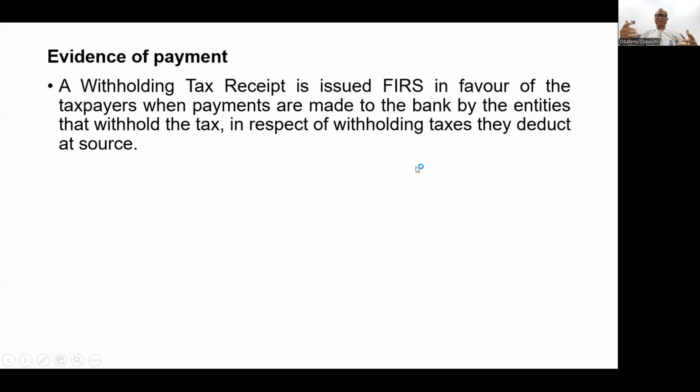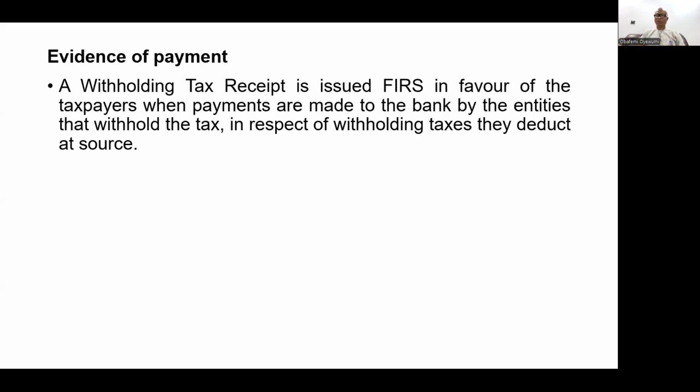Now, when withholding tax is paid, it is expected that a withholding tax receipt will be issued by FIRS in favor of the taxpayer. So you can't just say, my tax has been deducted and I don't have a withholding tax receipt. There must be a receipt. In the past, you would call it a credit note. There must be a credit note. That's what you're going to use to offset your tax liability at the end of the year.